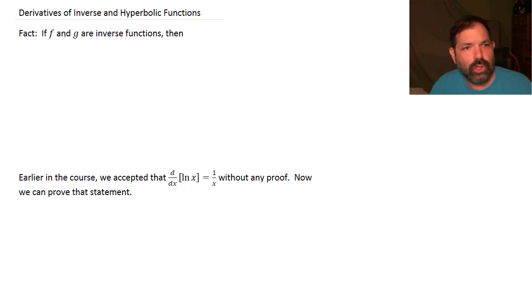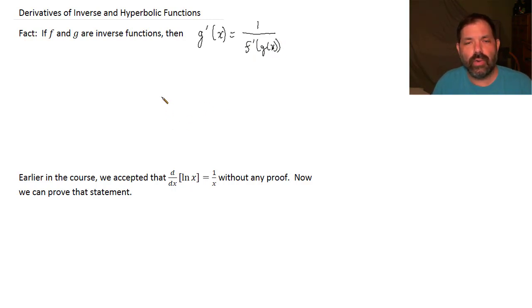If f and g are inverse functions, then it turns out that g prime at x is equal to 1 over f prime at g of x, where again f and g are inverse functions. Now this isn't too difficult to prove.